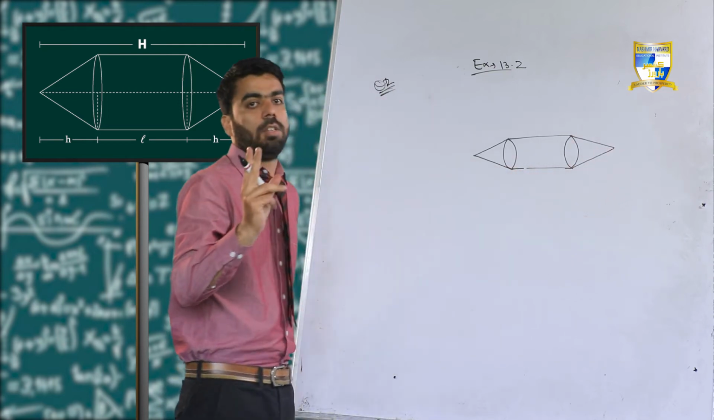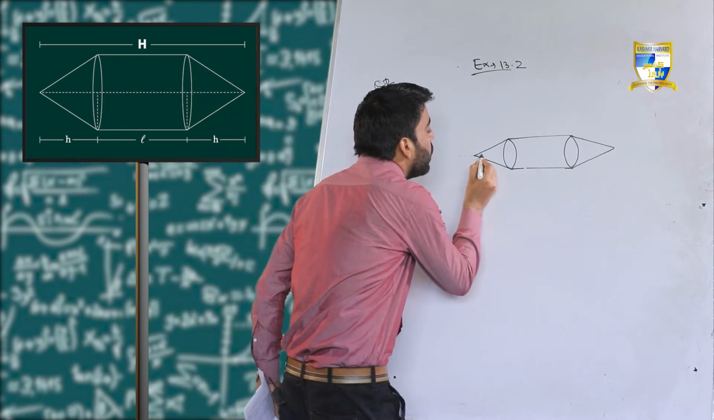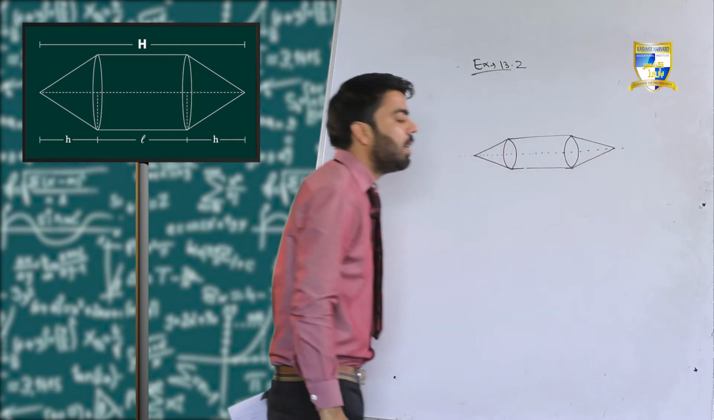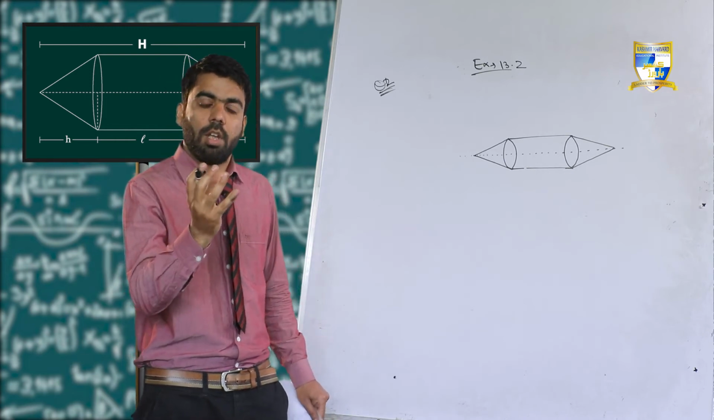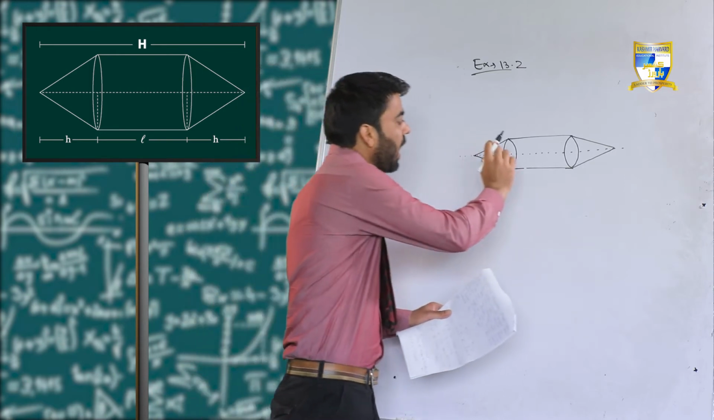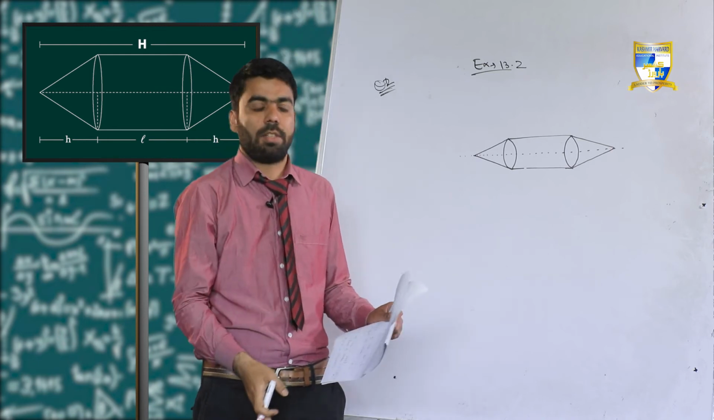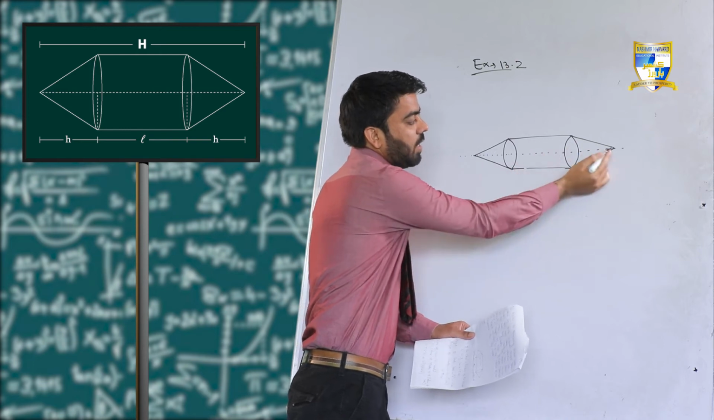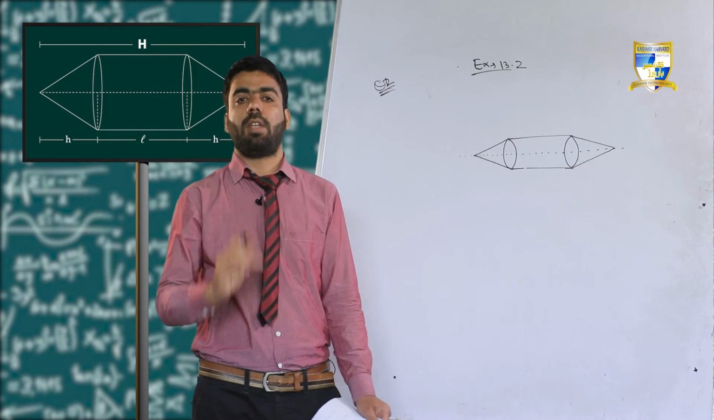But here is a condition. The condition is simple: it must be coaxial. Sir, what is coaxial? Coaxial means if you have a solid structure composed of more than 1 body, then the axis of every body must pass through its center. The center of the cone is this, the center of the cylinder is this, the center of the other cone is this, and there should be one line of symmetry. Okay?